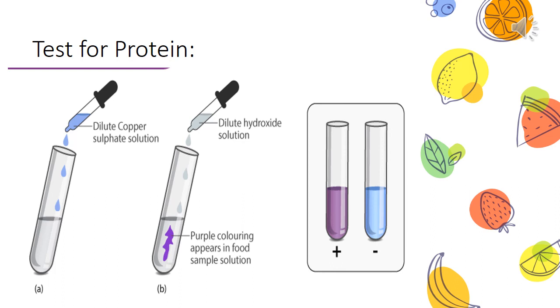Shake well, and wait for 2 to 3 minutes. What you have to observe is the color change. If the content of the test tube turns purple or violet, it confirms the presence of proteins. If it remains blue, then you can say that the proteins are absent. But if you get purple or violet color, then that confirms the presence of proteins. So this is a simple test to detect the presence of protein in the food item.